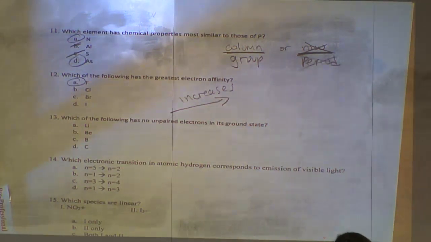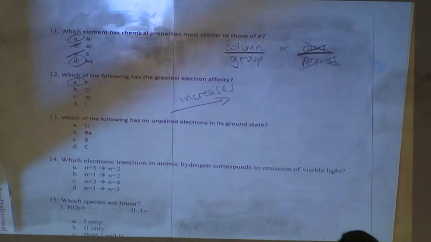All right, so which of the following has no unpaired electrons in its ground state? Now we go back to our electron configurations. Since these are all very low elements with a small amount of electrons, let's go ahead and draw all of them. If we have lithium, how many electrons does it have? If you want to look at a periodic table, how many electrons does lithium have? Three? Okay, cool. So it's got 3 electrons.